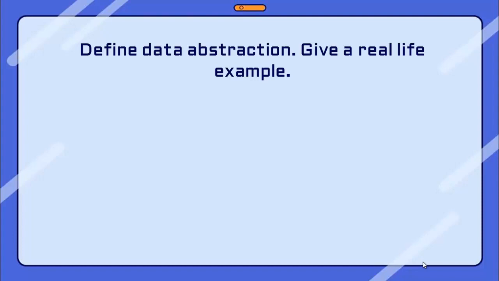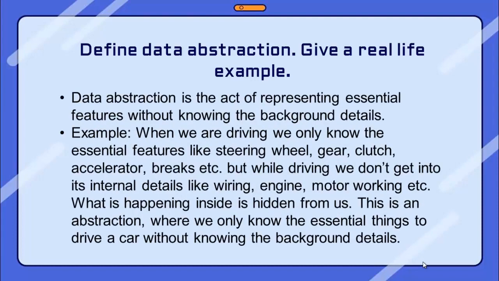Define data abstraction, give a real life example. Data abstraction is the act of representing essential features without knowing the background details. Example, when we drive a car, we only know the essential features like steering wheel, gear, clutch, accelerator, brakes, etc. But while driving, we don't get into its internal details like wiring, engine, motor working, etc. What is happening inside is hidden from us. This is abstraction, where we only know the essential things to drive a car without knowing the background details.